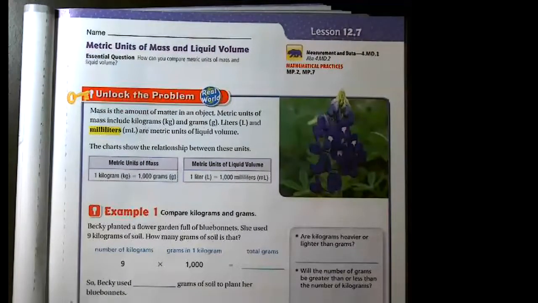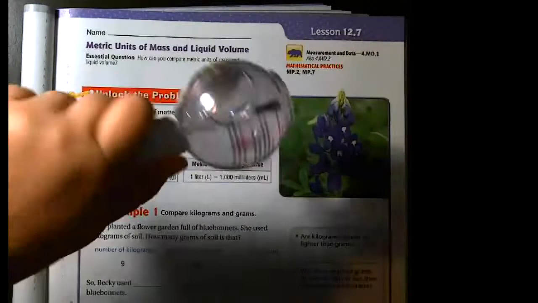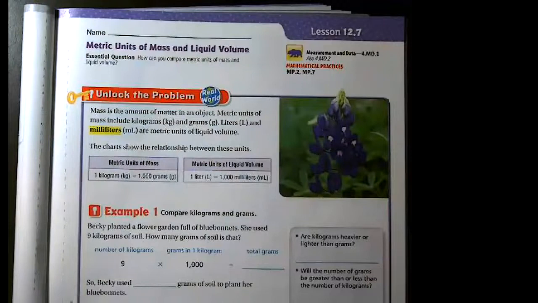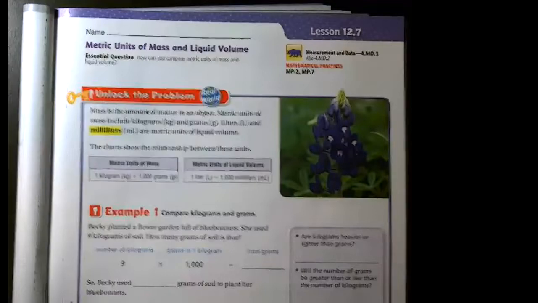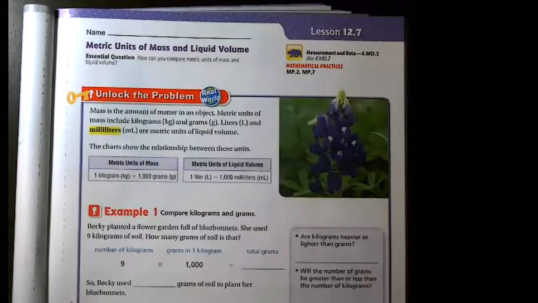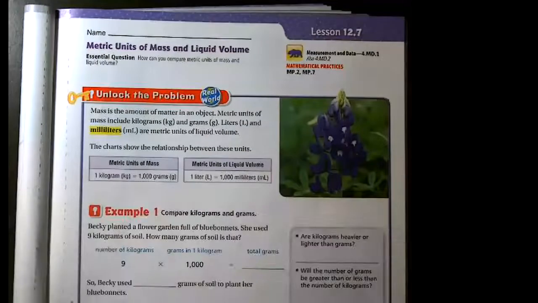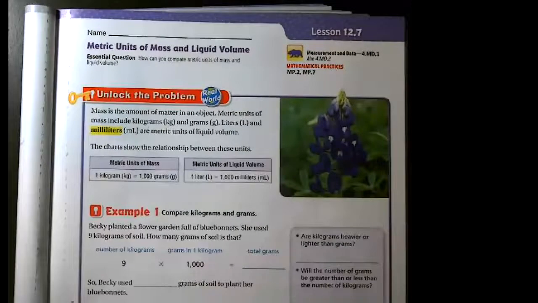So if it's a liquid, like say my nail polish here, that's going to be measured in milliliters and liters. If it is a solid object, like a book, this will be measured in grams and kilograms. There's no liquid in it.